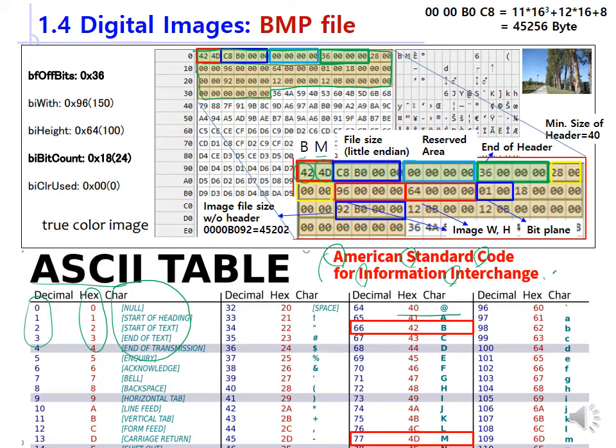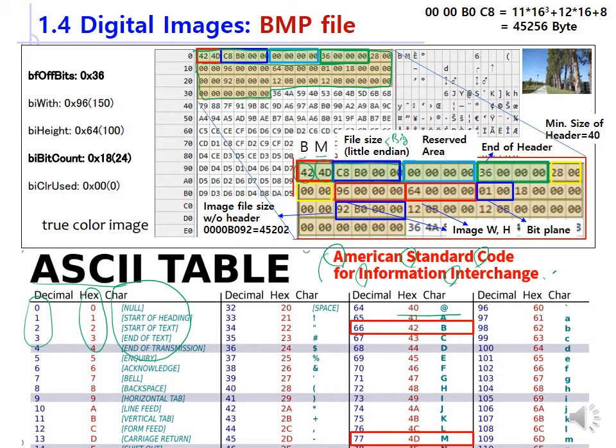So here, the next 4 bytes are the file size. However, it is little endian. There is little endian and big endian. There are two types of expressing the number.